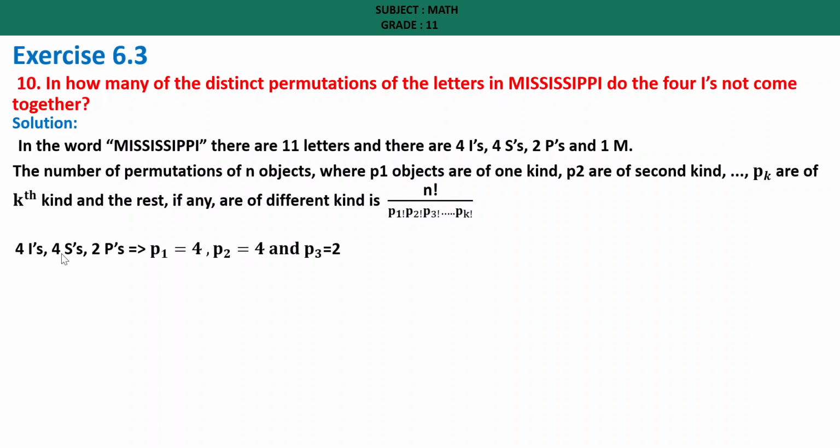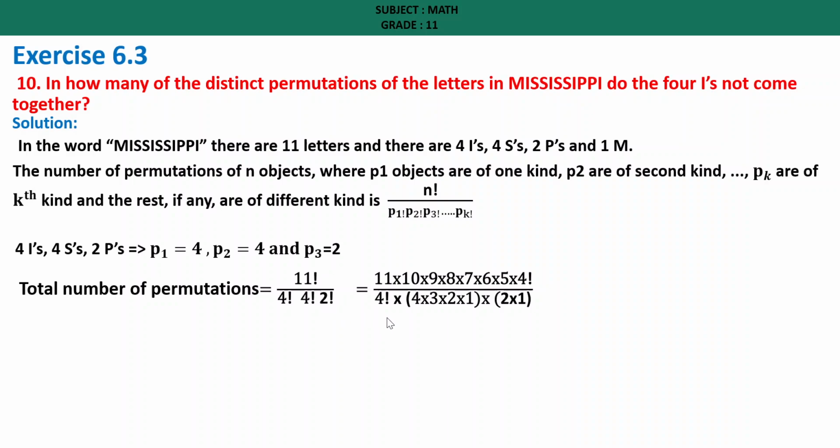So therefore 4 I's are there, 4 S's are there, 2 P's are there. So P1 is equal to 4, P2 is equal to 4, P3 is equal to 2. So the total number of permutations, here n is equal to 11, right? So therefore 11 factorial divided by P1 factorial, which is 4 factorial, P2 factorial, which is 4 factorial, P3 factorial, which is 2 factorial.